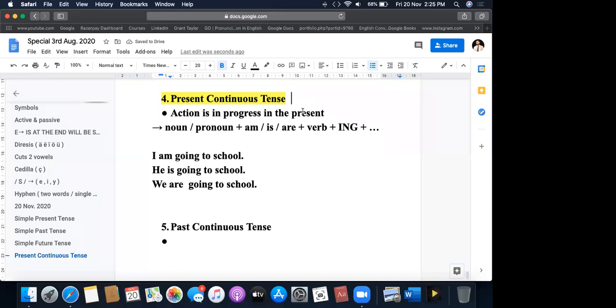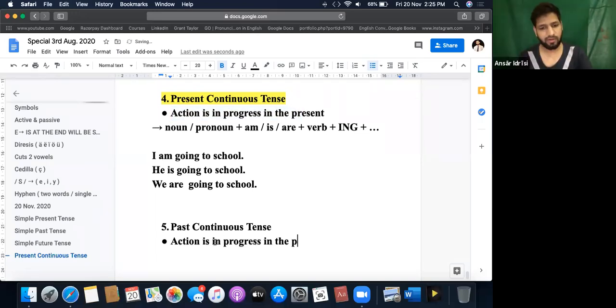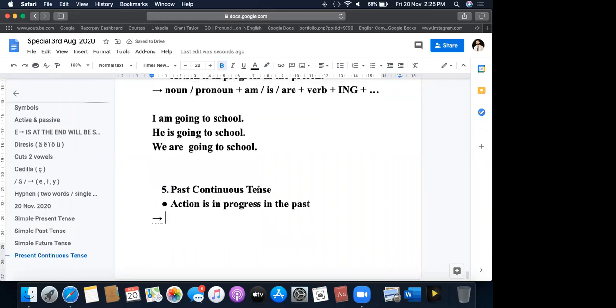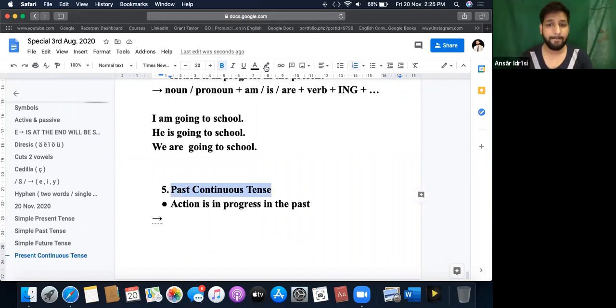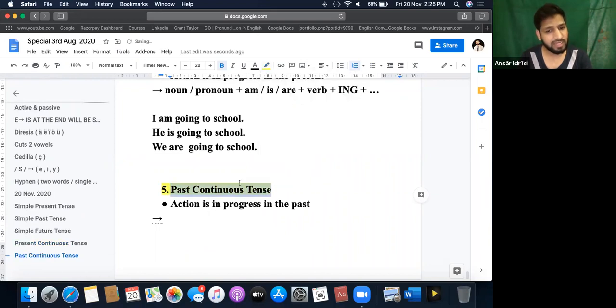Something happened in the past and is still continuing and still going on. No, बिल्कुल ऐसी गलती नहीं करना. When something was going on in the past, not in the present. Present में कुछ भी नहीं है उसका. When an action is in progress in the past. Past चल रहा था, अभी कुछ नहीं है.